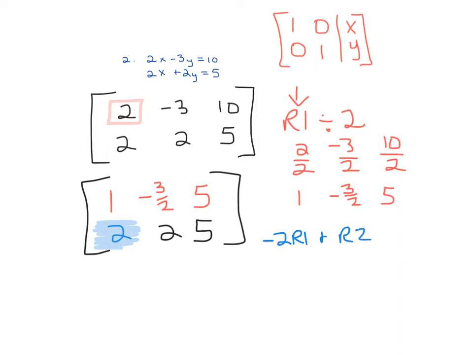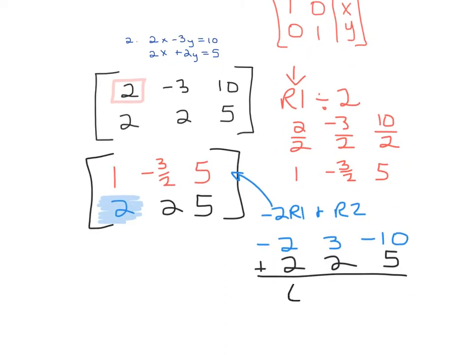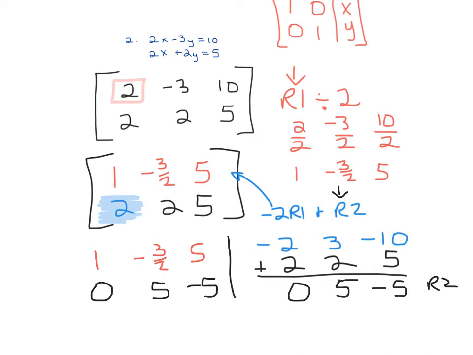So my row 1, when I distribute the negative 2 to it, I get negative 2, 3, and negative 10. I'm adding that to row 2, and I get 0, 5, and negative 5. This is now my new row 2. So my row 1 is the same. I've now fixed the 2 and made it a 0. My first column is complete.